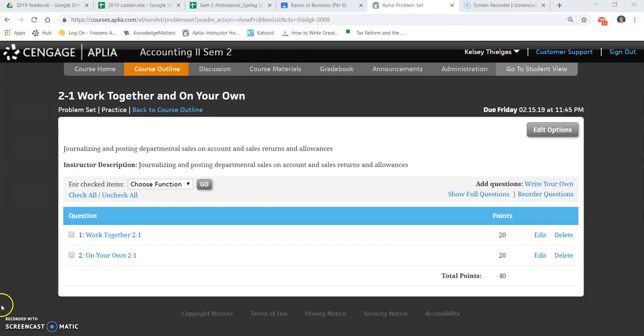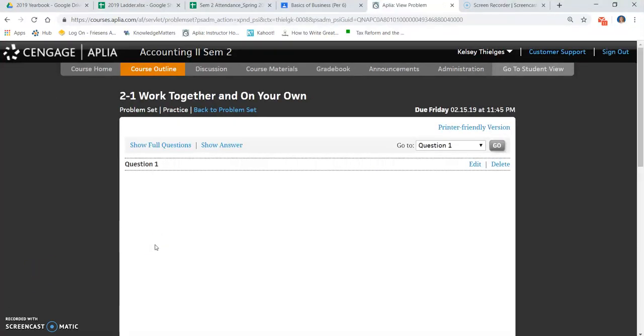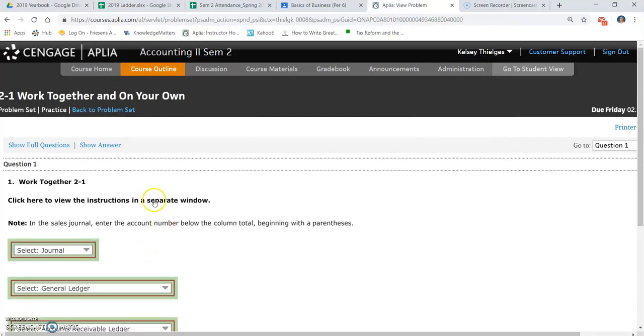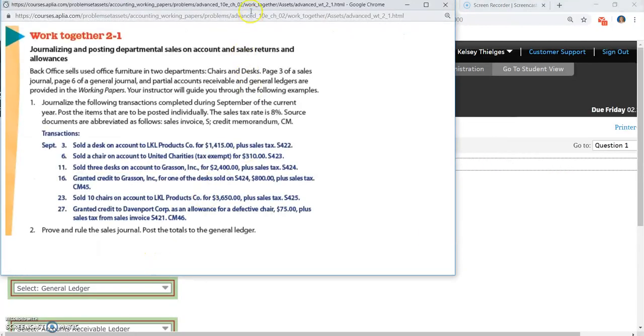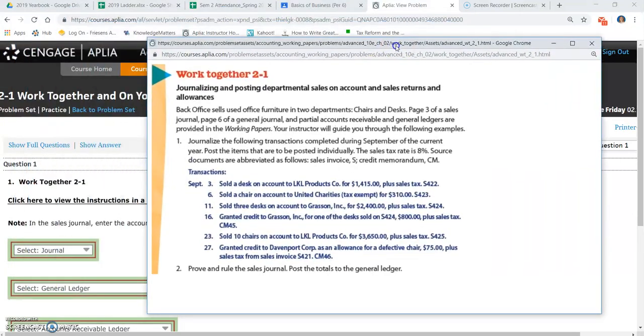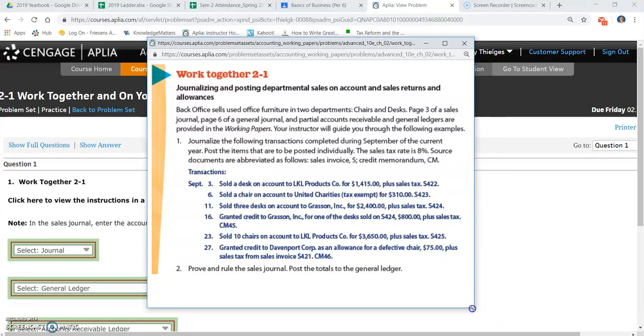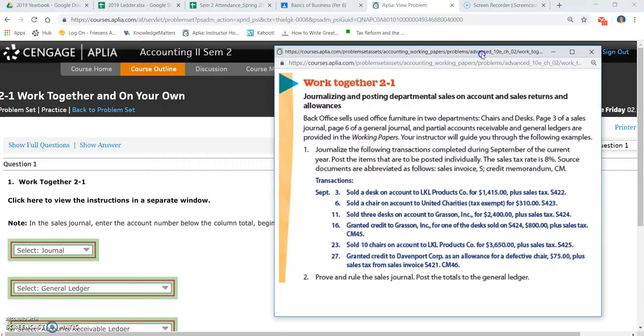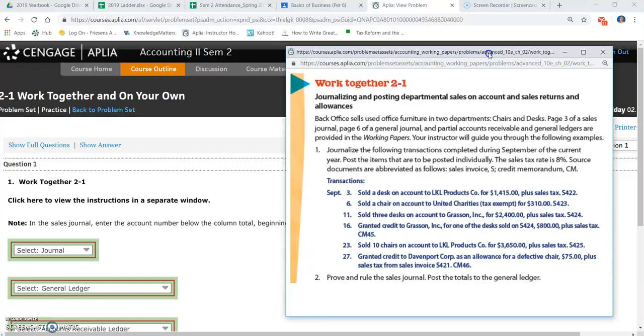Okay, Accounting 2. Welcome to Work Together 2.1. So let's go ahead and head in here. We are going to be doing some more journaling today on departmental sales on account and also sales returns and allowances. So I'm just going to pull this over to the side here.